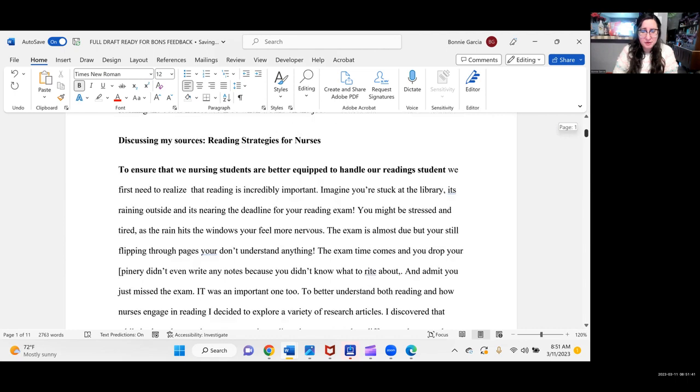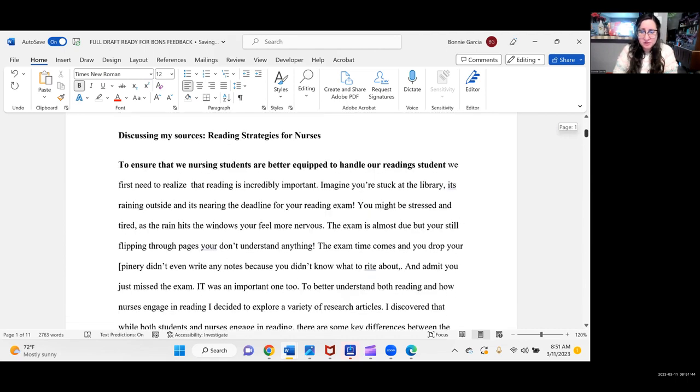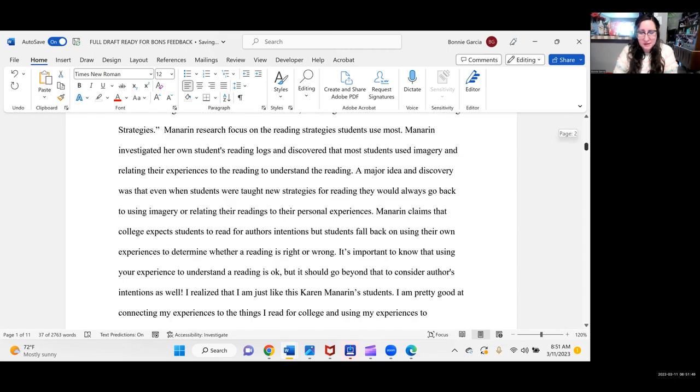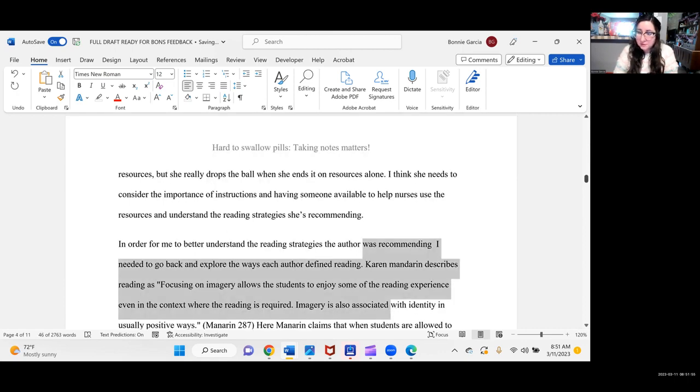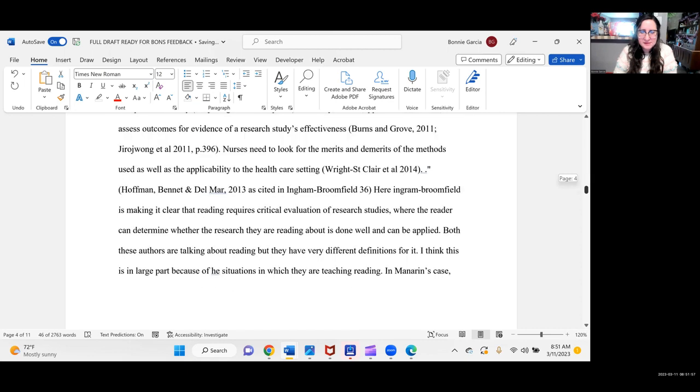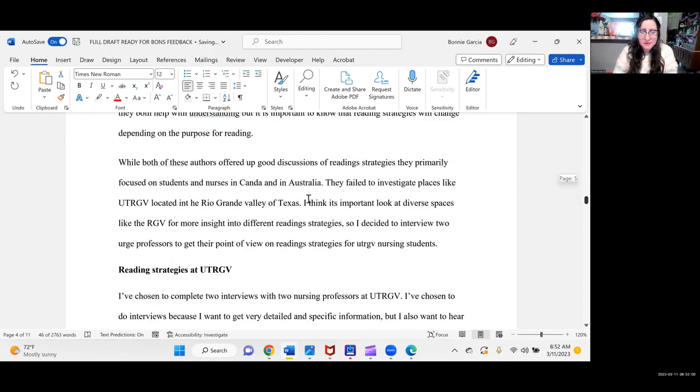Right after the intro, we put our secondary sources. I did a little introduction to the sources. And then I talk about my first source, and then I talk about my second source. I even have a paragraph where I'm talking about the differences between the sources and why I think those differences exist. And then I have my little exigency paragraph where I'm saying, hey, my sources were about Canada and Australia. It looks like they didn't talk about places like the Rio Grande Valley. So I'm going to add something brand new with my research by doing what my two sources did not do, which is talk about the valley.